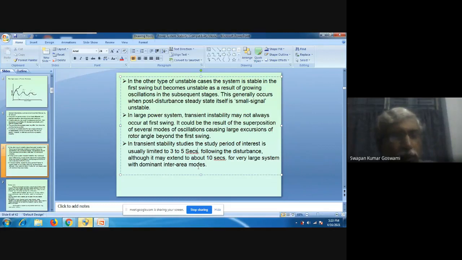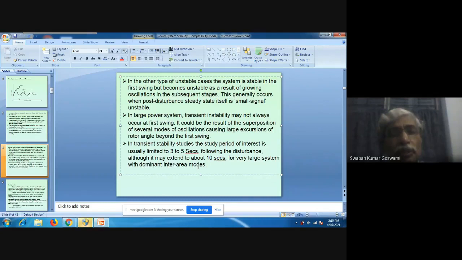Maybe later on in some other course we may be observing those things, but here we shall be utilizing some simple method for analyzing the stability problem, or understanding the stability problem. There we shall be observing only, or analyzing only, the first swing and deciding whether the system is stable or not.